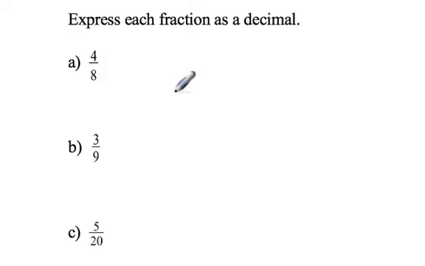To express a fraction as a decimal number, we simply divide the numerator by denominator. In question A, it's 4 divided by 8, and that's a half, or 0.5 in decimal form.